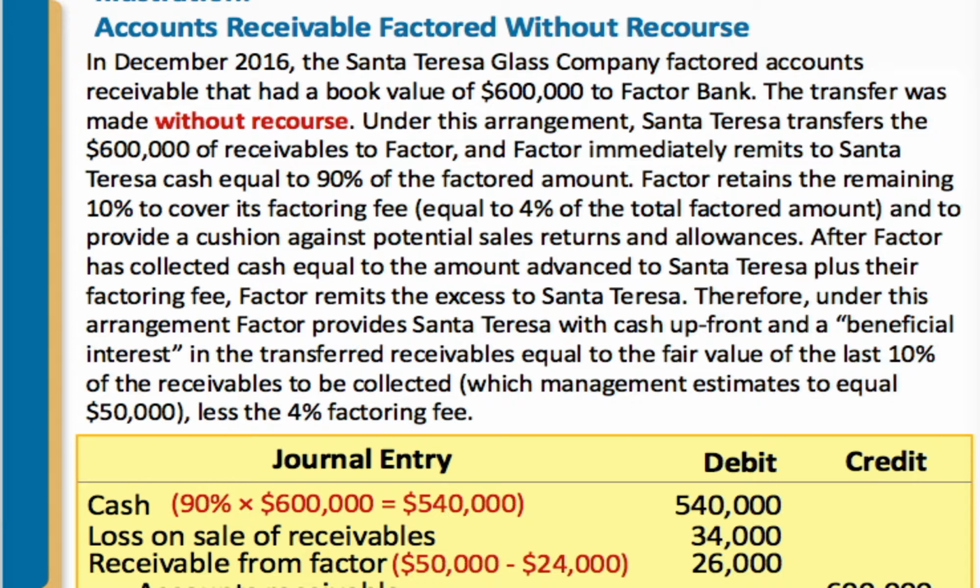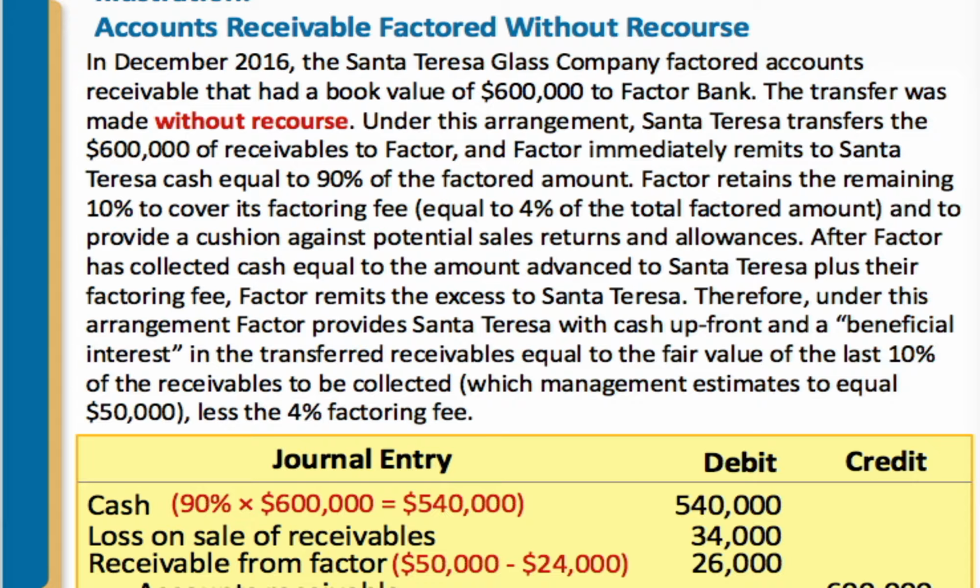An important distinction to understand is whether a factoring arrangement occurs with or without recourse. If a factoring arrangement is made without recourse, the buyer cannot ask the seller for more money if the receivables prove to be uncollectible. Therefore, the buyer assumes the risk of bad debts. The illustration here is an example of receivables factored without recourse.